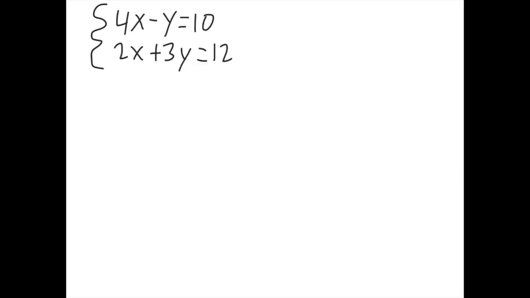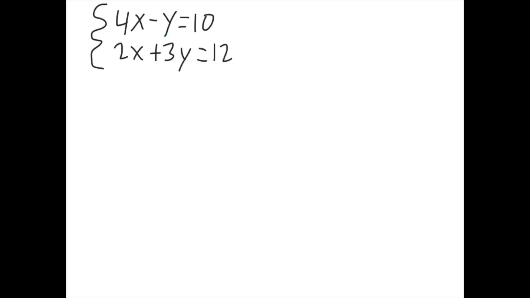Now let's look at this next problem. In this case, notice each variable has a number in front except this y right here. So when you're looking to figure out which variable you want to solve for and in which equation, you can pick any of these four. You can pick the x in the first equation, the x in the second equation, the y in the first equation, or the y in the second equation.